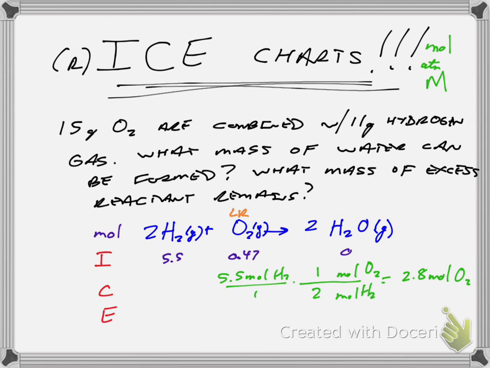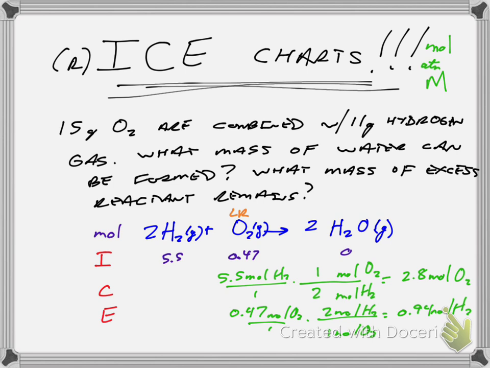Now, I don't have to do this next step, obviously, because I know who's limiting, but just in case it were the other way around, I'm going to show you that if you had chosen to convert oxygen into hydrogen, you'd still get the same information, right? So if I do 0.47 moles of oxygen, use the coefficients to determine how much hydrogen that would require, I get that 0.47 moles of oxygen would want to completely react with 0.94 moles of hydrogen. Do we have enough hydrogen? Yes, we have 5.5. So we clearly have enough hydrogen, which again tells me that oxygen is limiting.